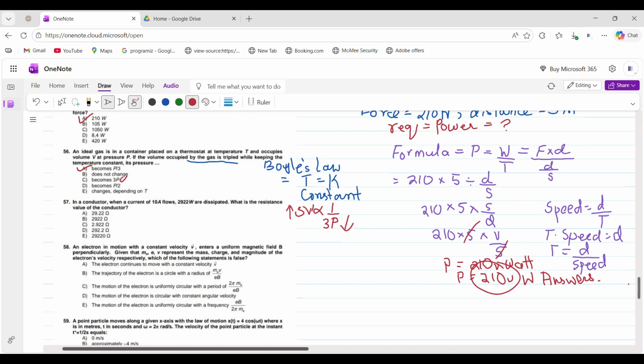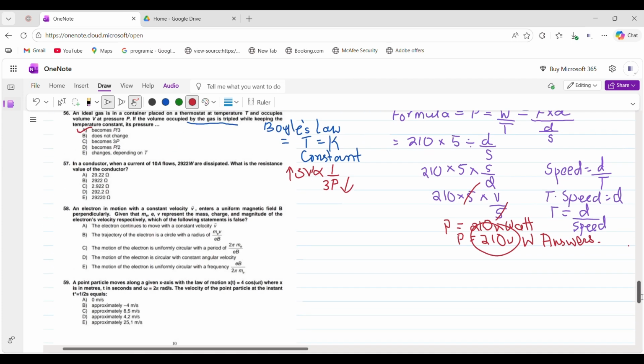Becomes 3P. No. Volume is not directly proportional to pressure. If it would have been directly proportional to pressure, then tripling the volume would have tripled the pressure as well. But since in Boyle's law, pressure is inversely proportional to volume, if volume is tripled, pressure is decreased by 3 times. Decreased by 2 times, no. Changes depending on temperature, no. Temperature is constant. How can it change depending on temperature? So basically, we have solved our 56th question as well, which was simple, not difficult, right?